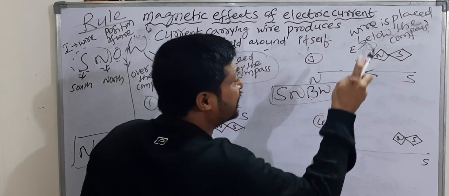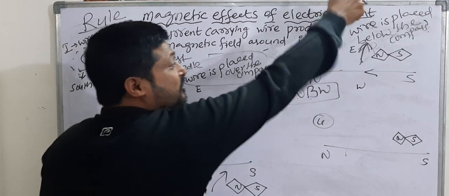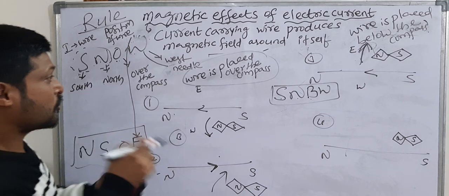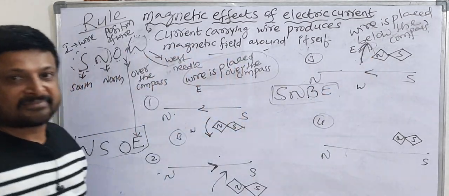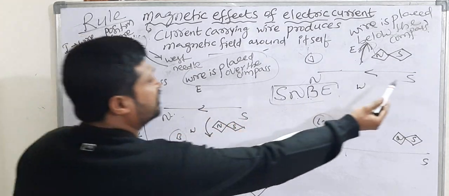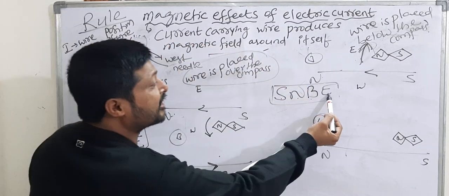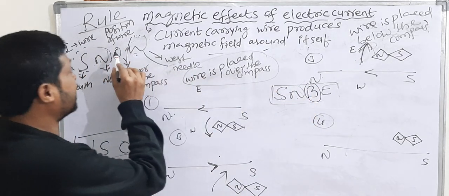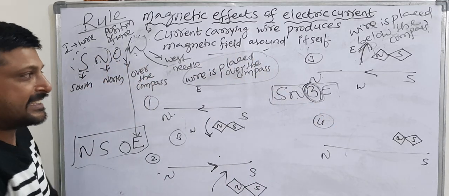the needle deflects towards east. So towards east, change it. This is east. So current direction is same, south to north. Here also south to north. But here needle deflects towards west. Here needle deflects towards east because here position is changed. In the place of O, here B is there. Position is changed.